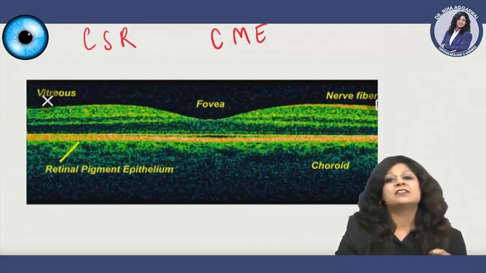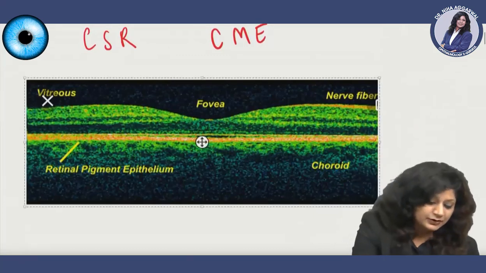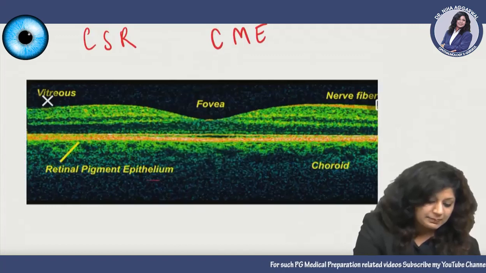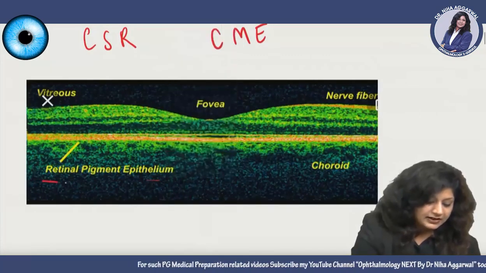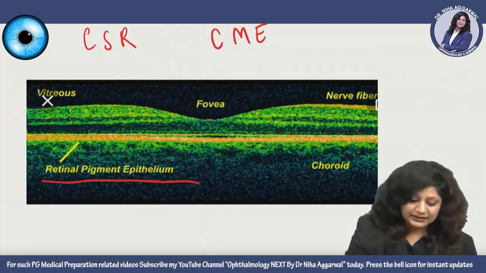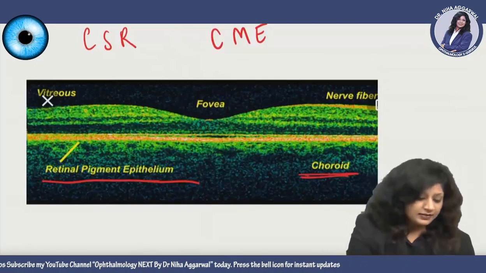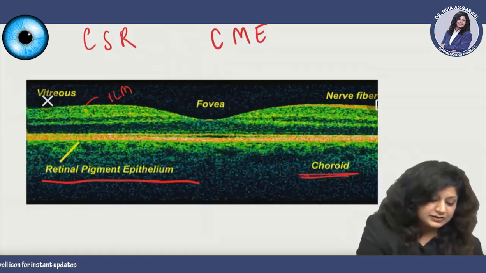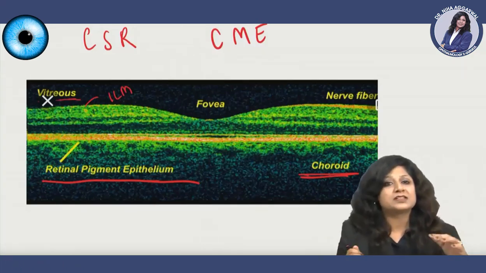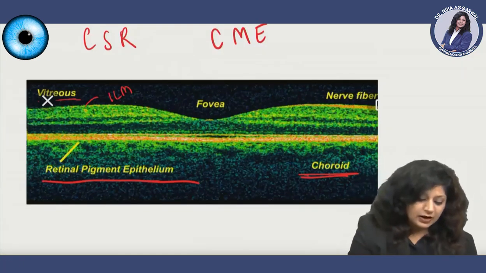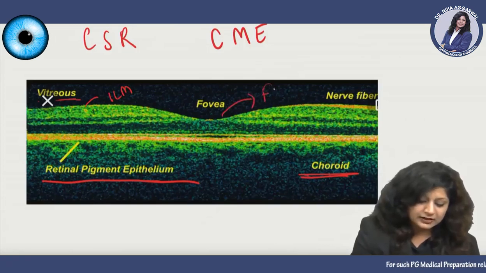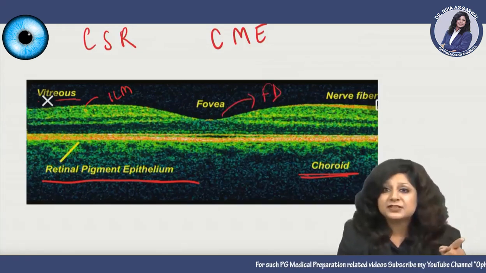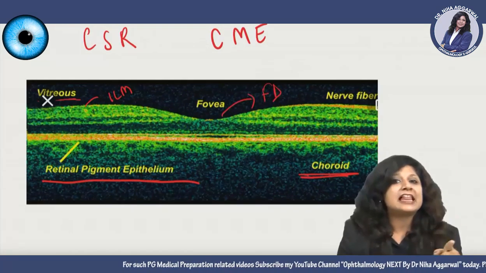What I was saying, this is just the replica of this. Again, can you see? The outermost layer is the retinal pigment epithelium. This one is the retinal pigment epithelium, that is towards the choroid. Okay. Then we can see this is the internal limiting membrane. It is towards the vitreous. Now this is the foveal depression here. Foveal depression due to the absence of ganglionic cell layer.